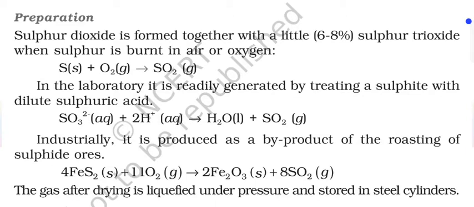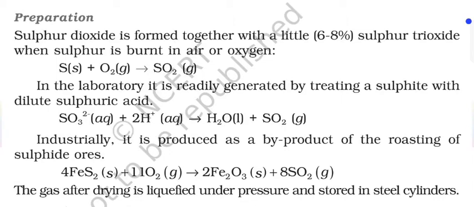On the other hand, these types of gases are also produced during metal production. When we dig from the earth's crust sulfide ores of metal, that means it contains S2-, eventually it will be released in the form of sulfur dioxide. Next, in the laboratory, it is readily generated by treating a sulfite with dilute sulfuric acid. So SO3 2- with H+ in presence of acid produces water and SO2.